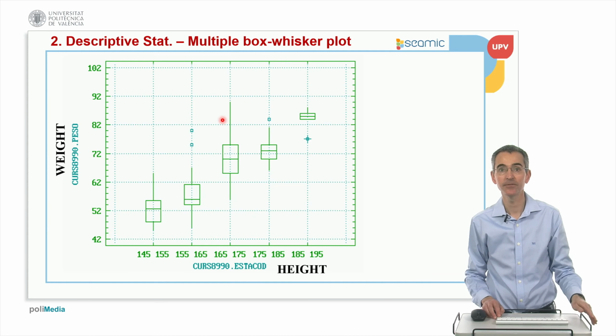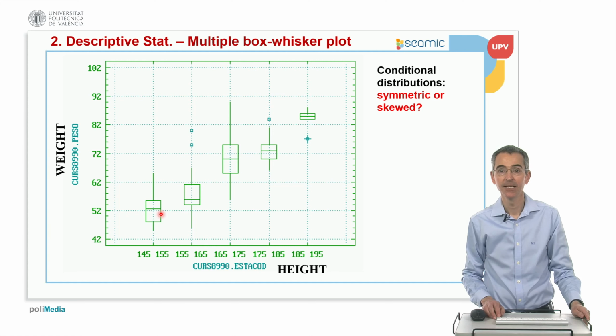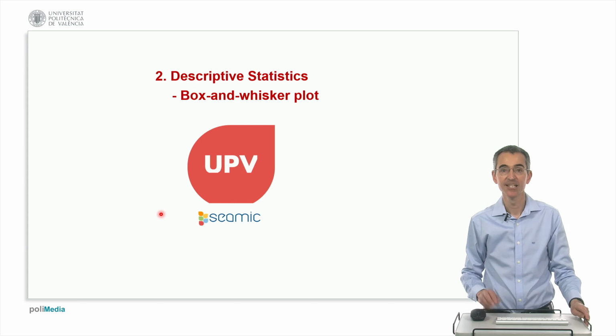Okay, this is another example of a multiple box and whisker plot. In this case, we had a continuous variable, which was the height. So the values of height were divided into intervals, and then we built a multiple box and whisker plot. Okay, here we can see that there is an increasing trend, so that when the height increases, the weight also tends to increase. Okay, this will be used in another unit, in another video, to explain the concept of conditional distributions. Okay, so here we finish this video about box and whisker plots. Thank you for your attention.